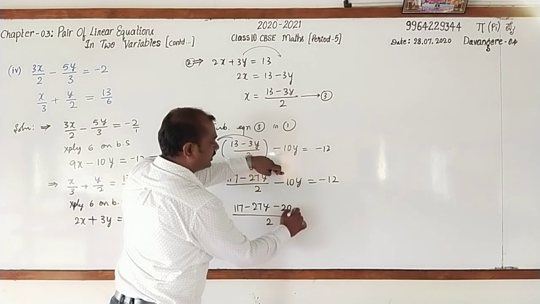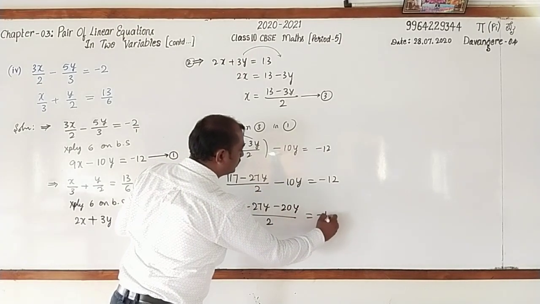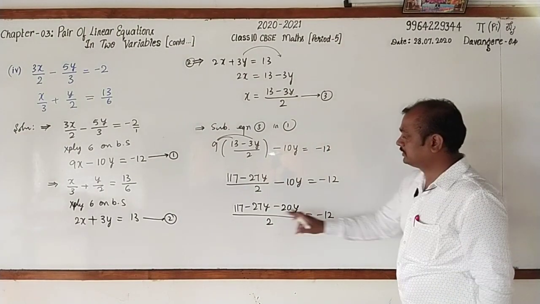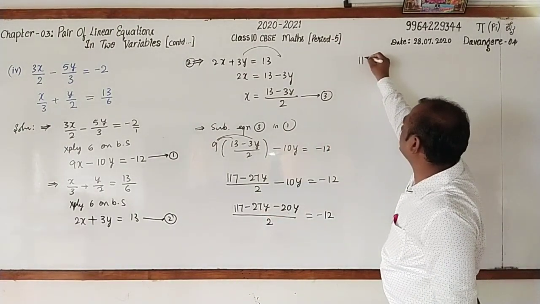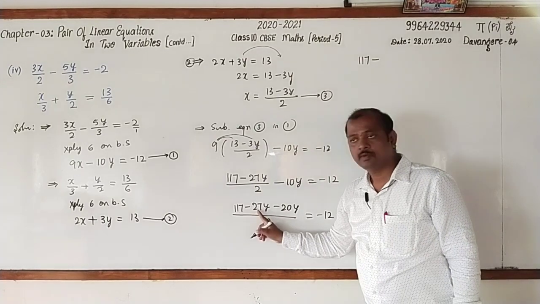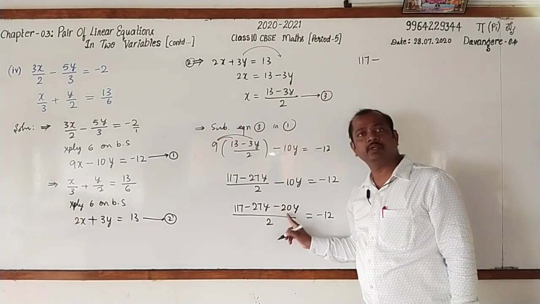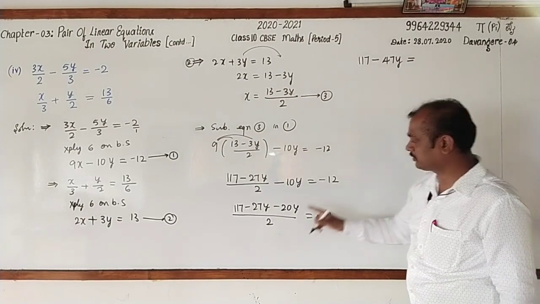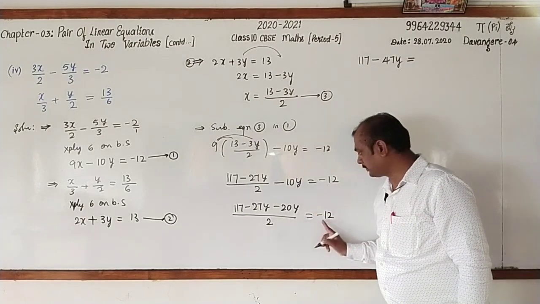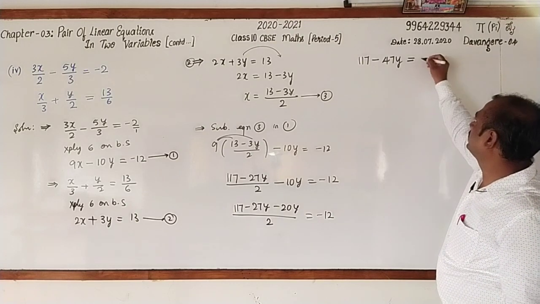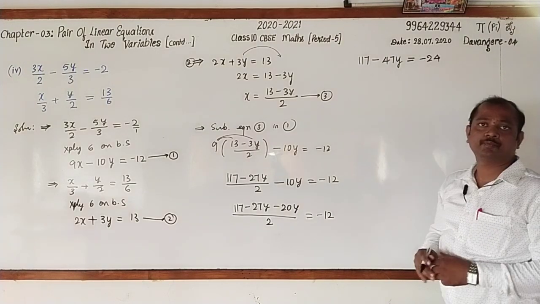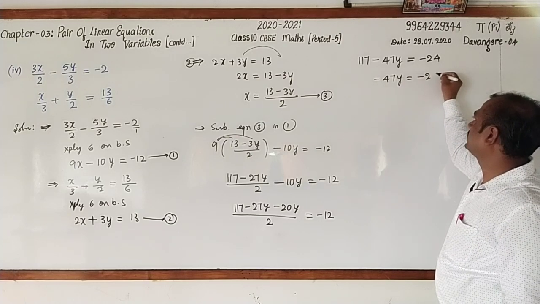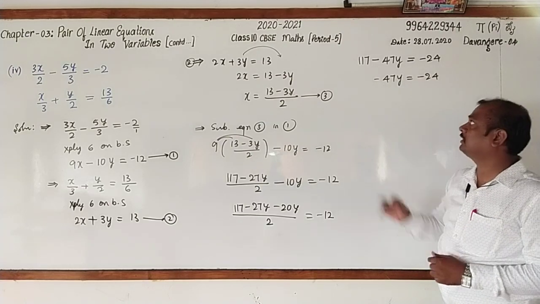10 twos are 20. Minus 20y equal to minus 12. Next, write 117 as it is. Next, minus 27y minus 20y is minus 47y. It is equal to cross multiply 2 with minus 12. It is minus 24. Write minus 47y as it is. Then minus 24 as well.